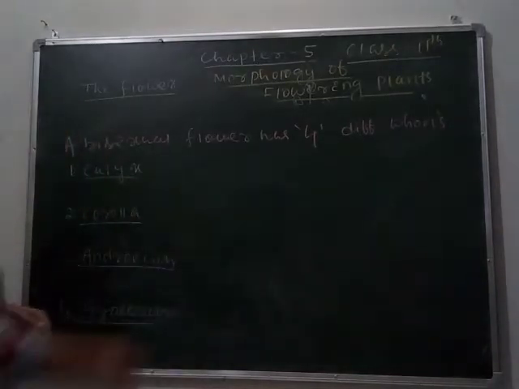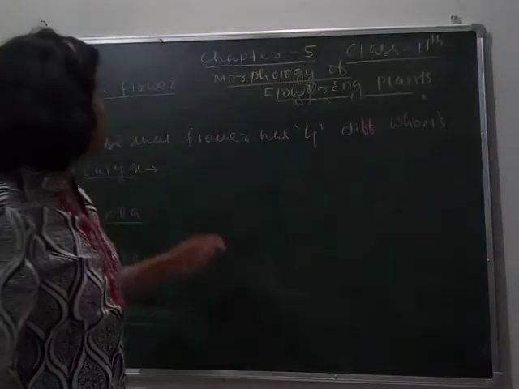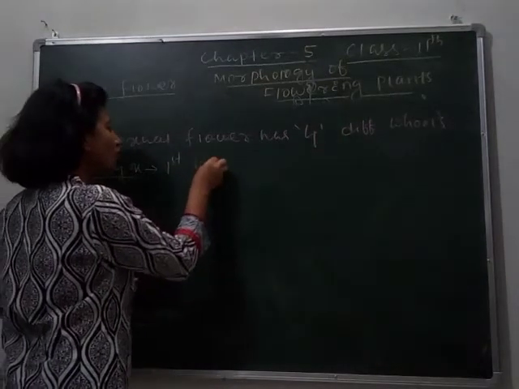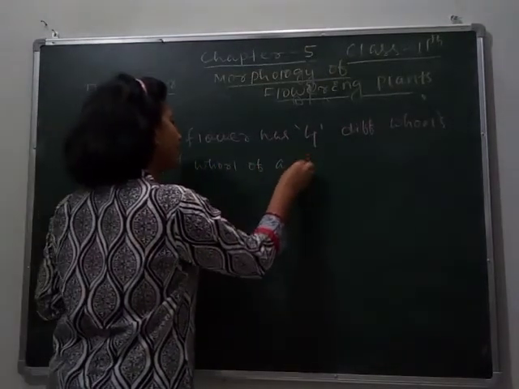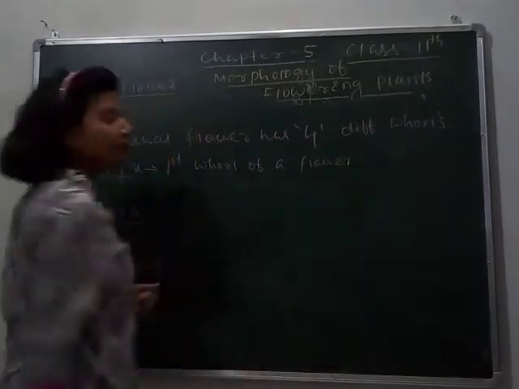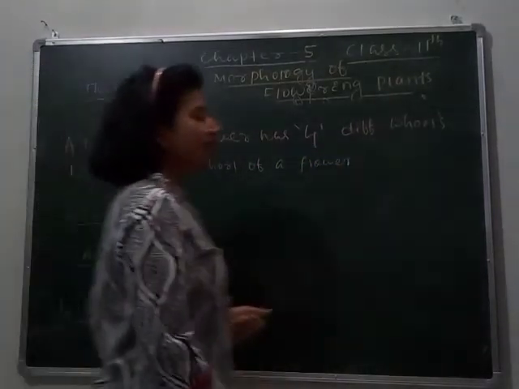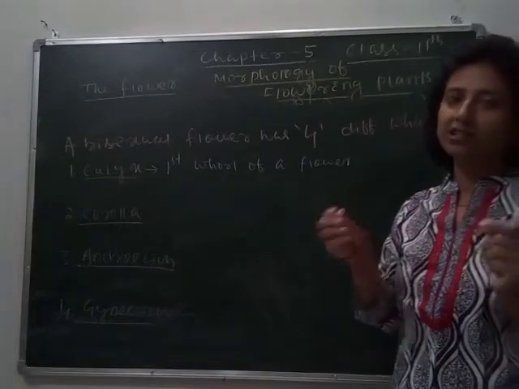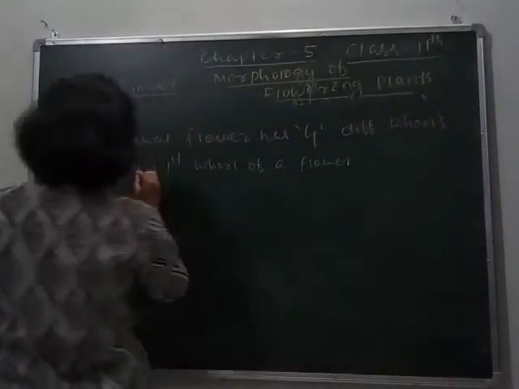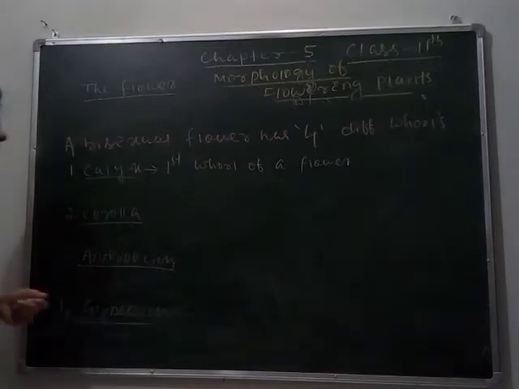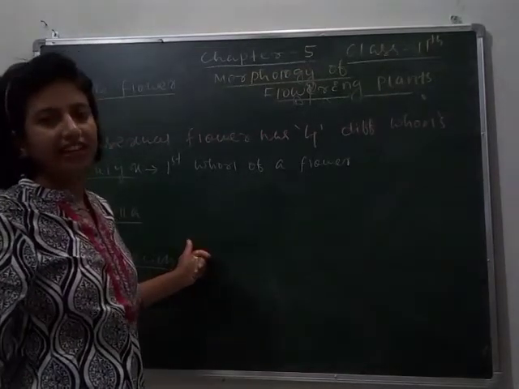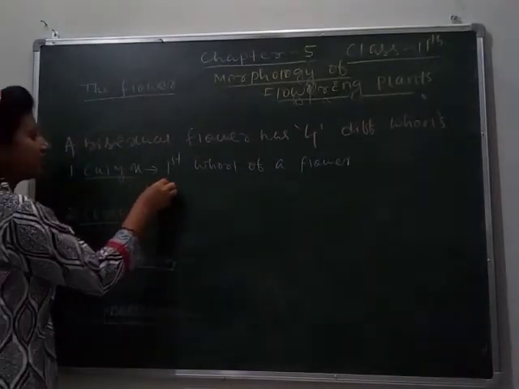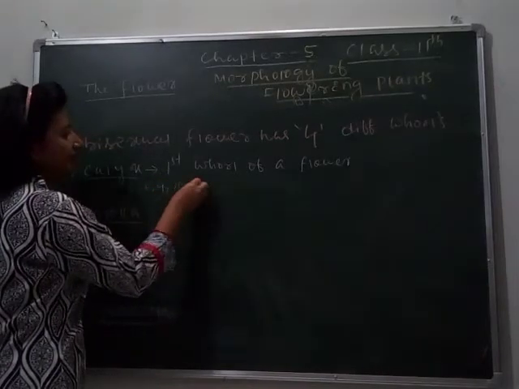Okay, so calyx. This is the first whorl of a flower. First point you can write, first whorl of a flower. When we consider a flower, we will see the green colored leaf-like structure that covers the petals is called calyx. The number of sepals may vary, maybe 5, 6, 9, 10, 15, etc.